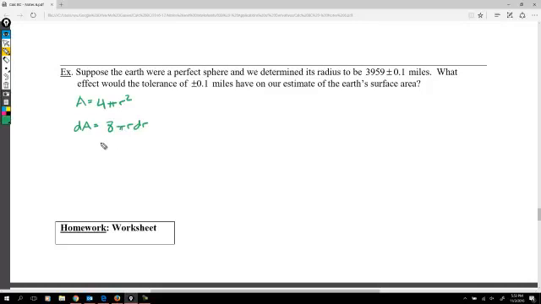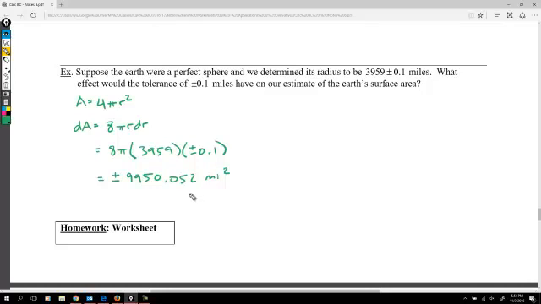Okay, so let's plug in what we know. So 8 pi is constant. My radius is 3959. My dr is kind of like my tolerance in this case, or kind of like my error, or what the difference could be. It's going to be plus or minus 0.1. All right, so if I plug this in my calculator, I end up with plus or minus 9950.052 miles squared.